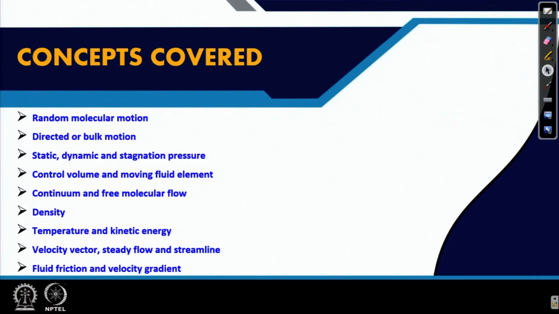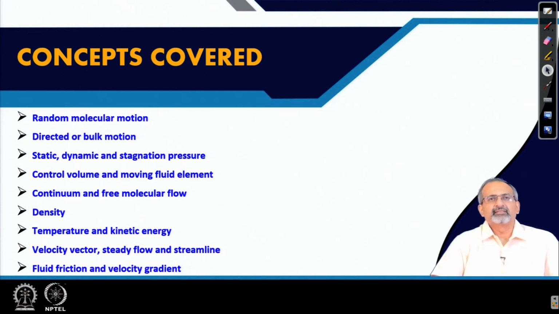Concepts which would be covered broadly in this lecture include random molecular motion, which we have learned in kinetic theory of gases, directed or bulk motion of a fluid, static, dynamic and stagnation pressure, control volume and moving fluid element, continuum and free molecular flow, density of a gas, temperature and kinetic energy of a gas, velocity vector, steady flow and streamline, as well as fluid friction and velocity gradient. We would aim to have an introductory exposure to these topics in this lecture.